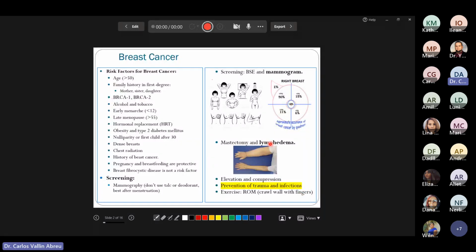NCLEX question: exercise and range of motion is super good for lymphedema. You need to exercise for lymphedema. Okay, so for example, tennis, ping pong, canoeing, how do you call this, rowing?